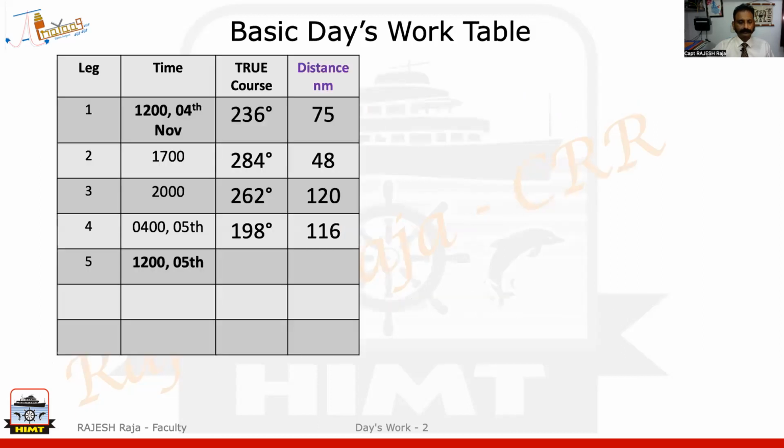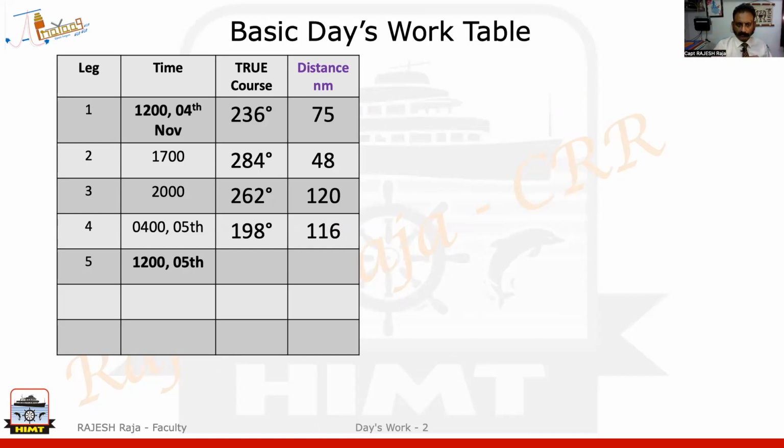Let us look at the basics. All I did was take data from the question and make a table. This table I'm going to keep extending. Right now I've given you just 3 columns. Let us look at these 3 columns. You can see I've written legs, leg number 1, 2, 3, 4. These are the legs of the course.